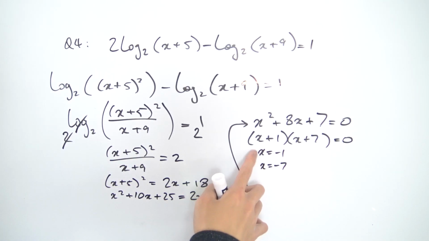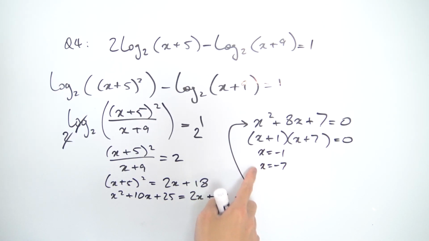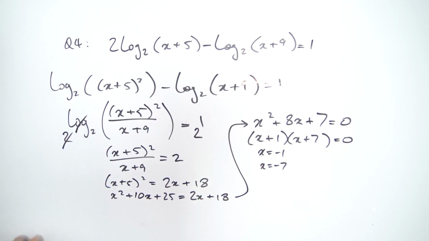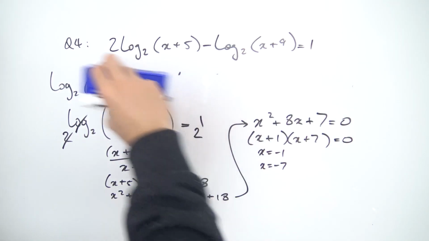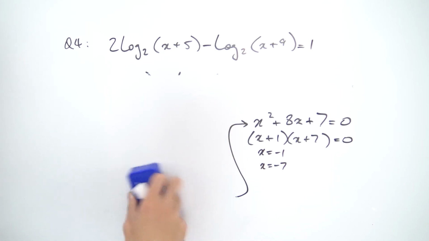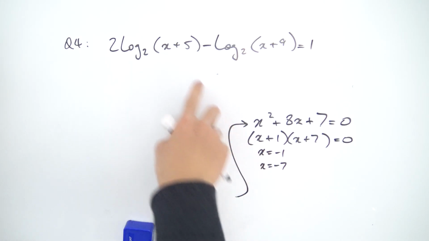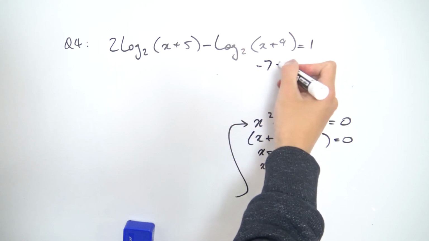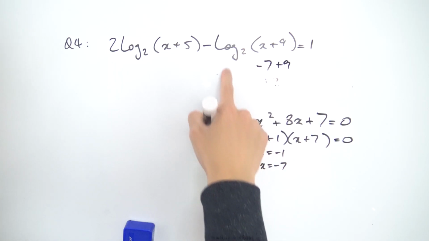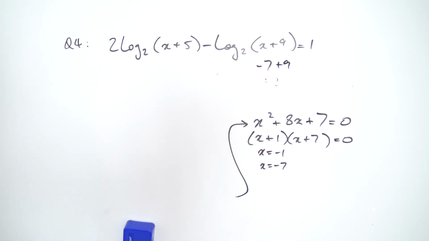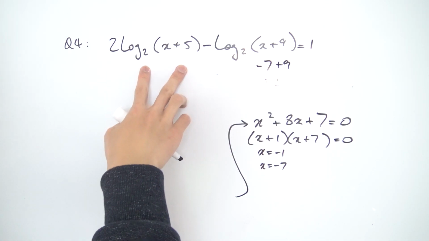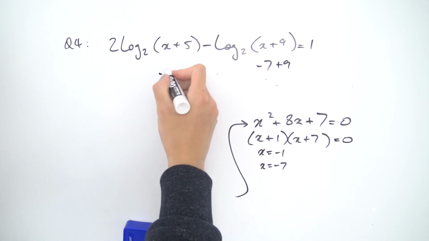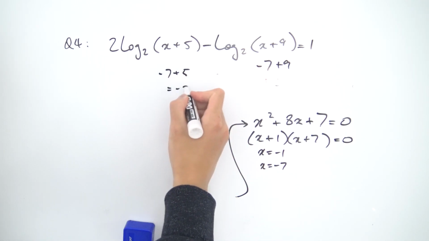Now you just have to make sure that these solutions work in terms of the original equation. So if you take a look right here, if you plug in minus 7 into the second log, you get minus 7 plus 9, and that's equal to 2. So log base 2 of 2 works because 2 is positive. But if you take a look at the first log, if you plug in minus 7, you get minus 7 plus 5, but that's equal to minus 2.